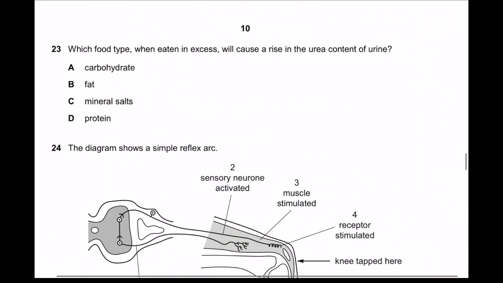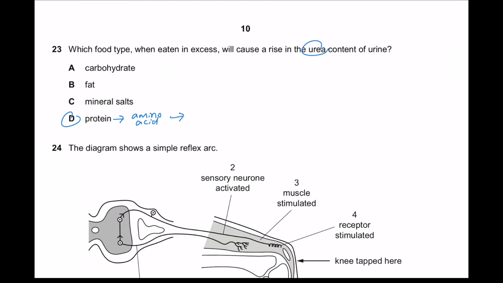Next question. Which food type when eaten in excess will cause a rise in the urea content of urine? That would be the protein. Protein will be broken down to amino acid with the help of the enzyme protease. Then the excess amino acid would be converted to urea through the process called deamination, which occurs in the liver.